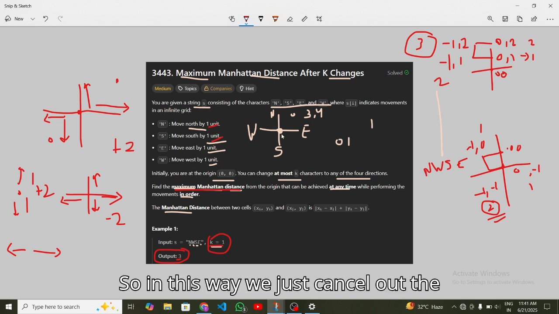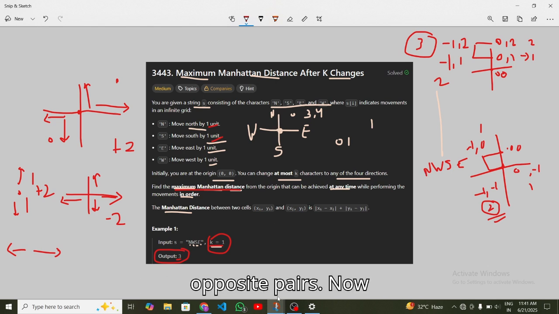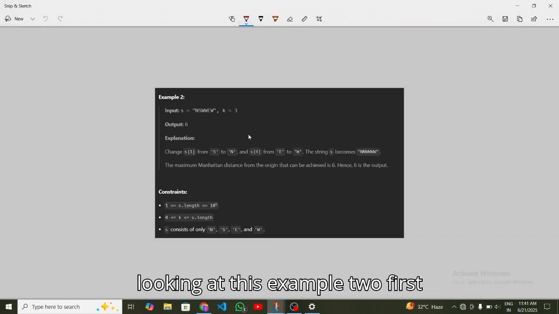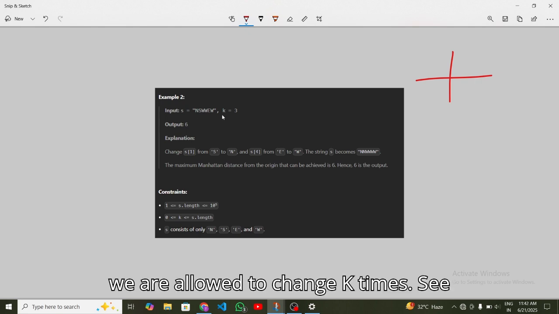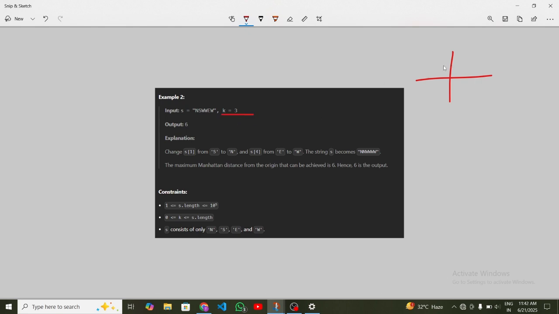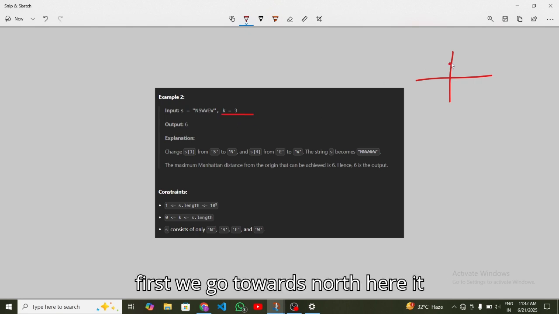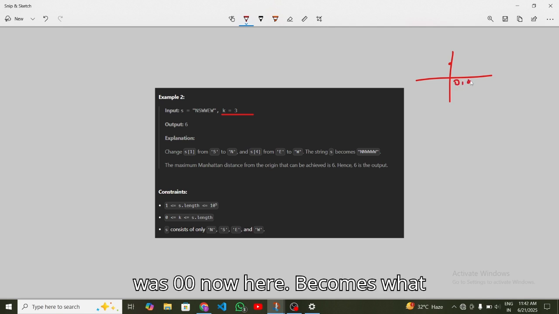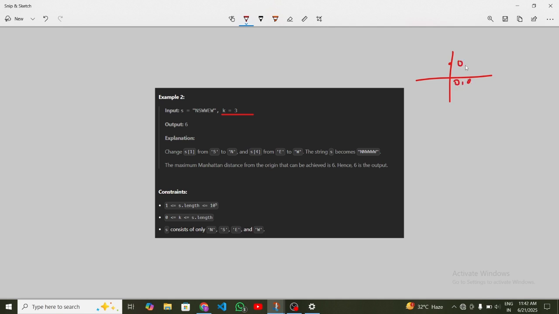So in this way, we just cancel out the opposite pairs. Now, looking at this example 2. First, we are allowed to change k times. See, first we go towards north. Here it was 0, 0. Now here it becomes 0, comma 1. Then next is what?